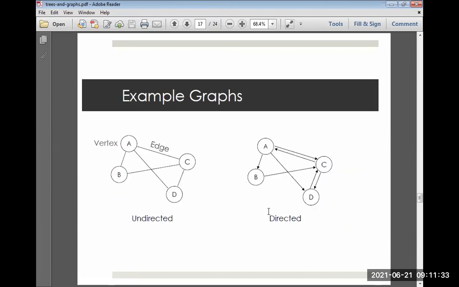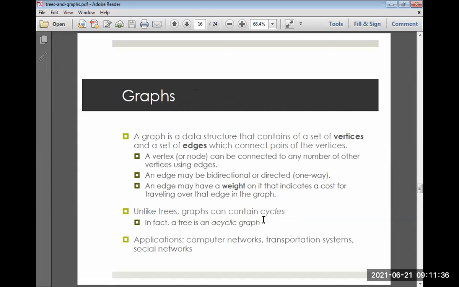See here. So what is a graph? A graph is a data structure that contains a set of vertices and a set of edges. A graph consists of a set of vertices and a set of edges which connect pairs of vertices. We call it a graph. A vertex, or a node, can be connected to any number of other vertices using edges. So what is an edge here? An edge is a connection from one vertex to another vertex. We call it an edge.